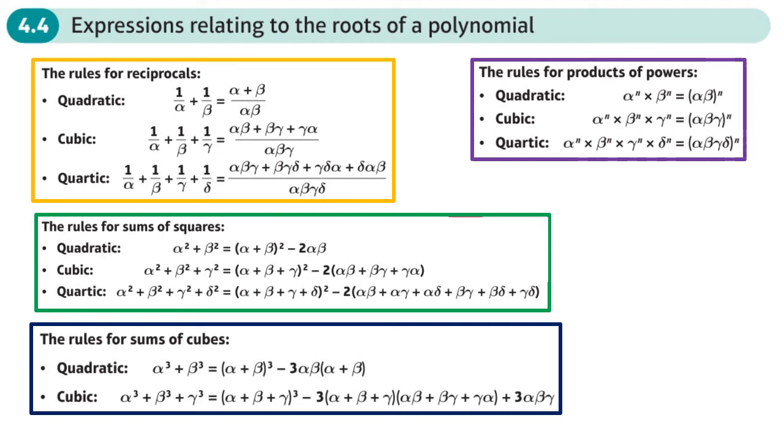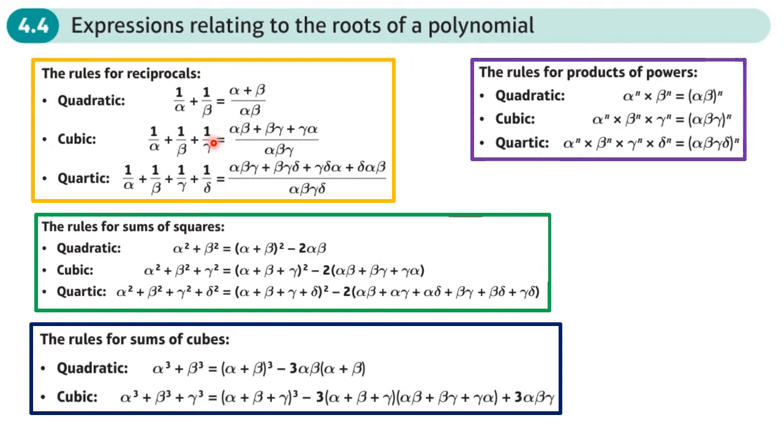This is the fourth section of the roots of polynomials, and this section is all about lots of different expressions which relate to the roots of polynomials. Now what you're going to see here is lots of different things that if you can remember some of them, it just saves time. So for example, it's telling us that if we work out 1 over alpha plus 1 over beta, in fact 1 over anything plus 1 over anything else, this is what it becomes.